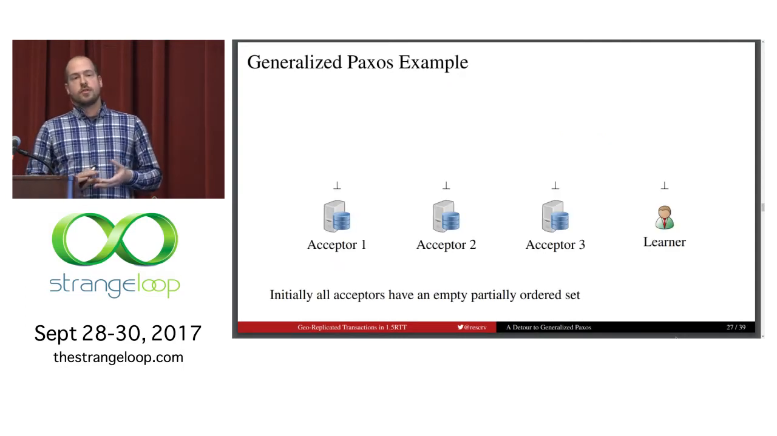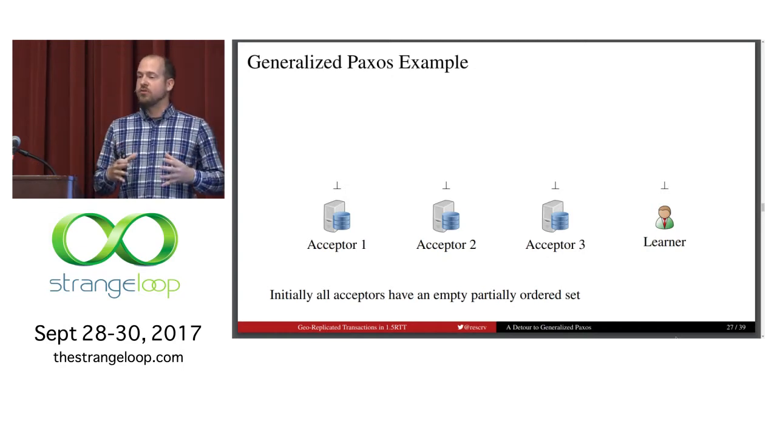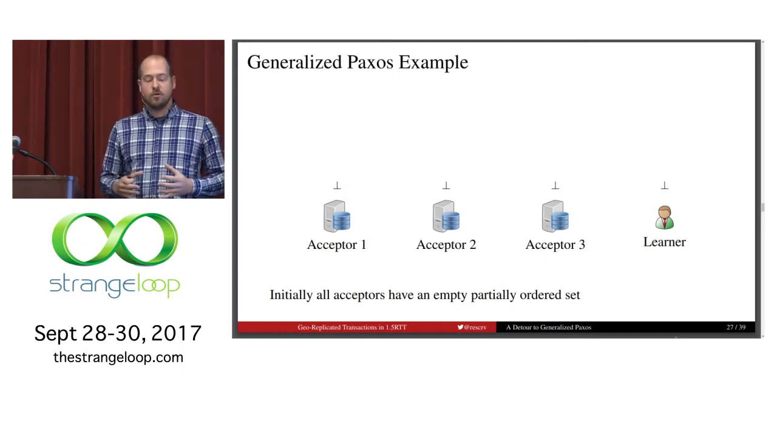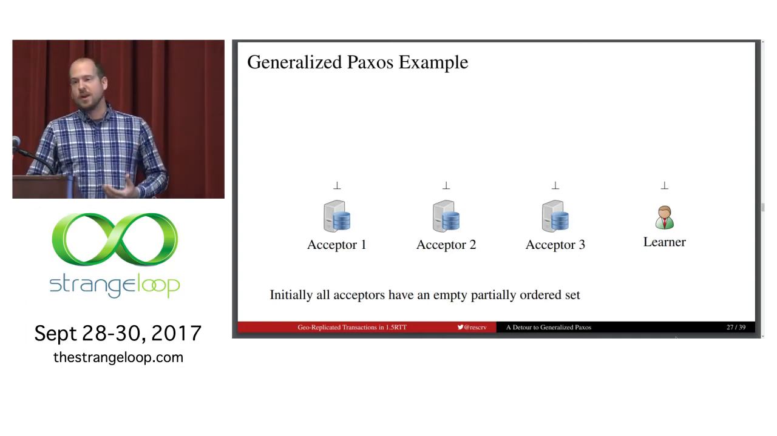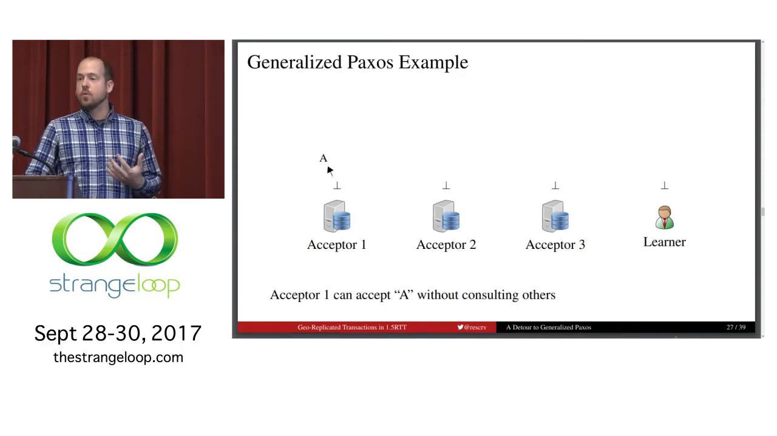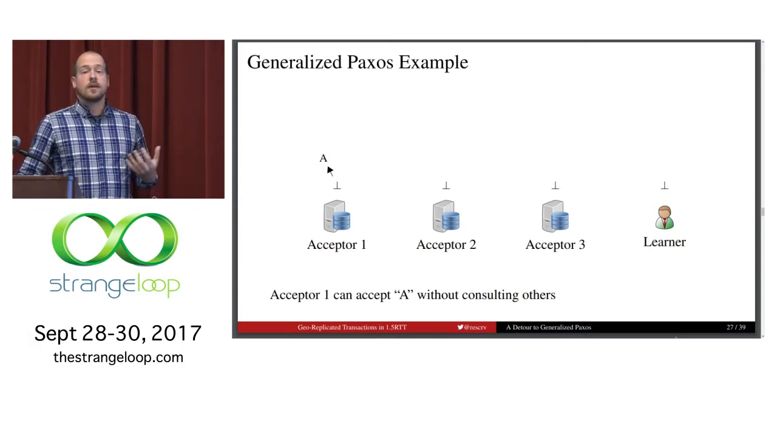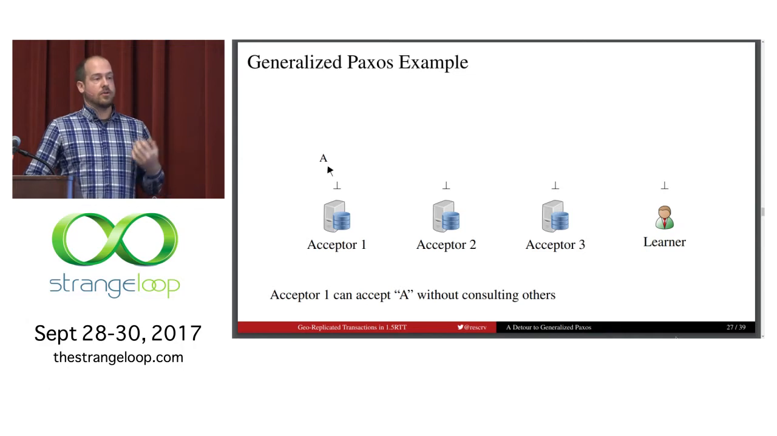And the way that works is there's some math that you can do over that partially ordered set, or the set of partially ordered sets, to learn the value. You essentially find what intuitively corresponds to what's in common between all three of the acceptors, or between a subset of the acceptors. So here, if acceptor 1 accepts the value A, that value is not actually learned by anyone because it's not common to enough of the acceptors' sets.